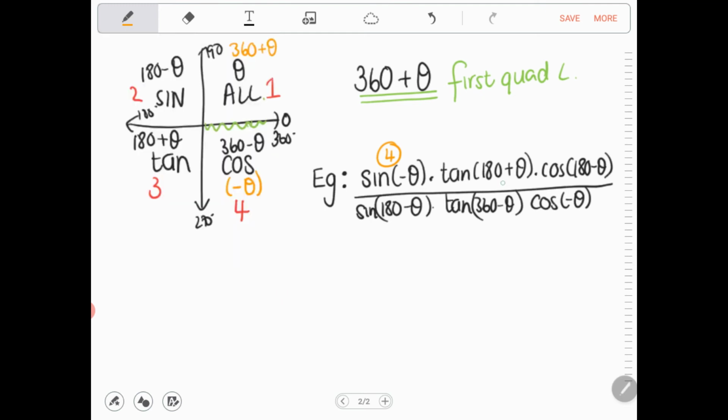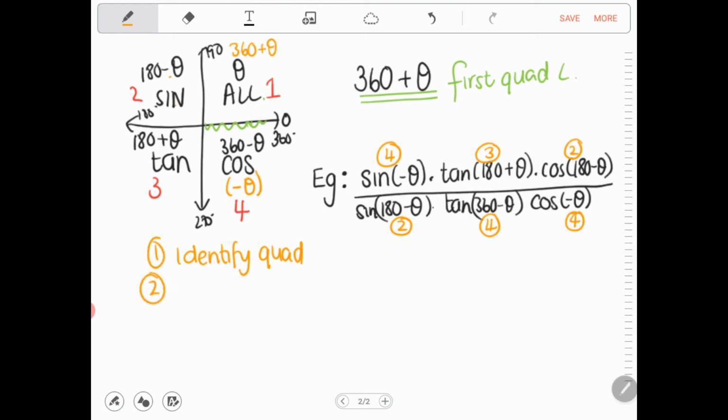All right, tan of 180 plus, where's 180 plus? Here it is, it's in the third quadrant. 180 minus, there it is, in the second quadrant. So I'm identifying where my angles are. 180 minus again, second quadrant. 360 minus, here it is in the fourth quadrant. And then cos of negative theta, well, we've just said that negative theta is in the fourth quadrant. Okay, so we start by identifying the quadrant like we were doing yesterday.